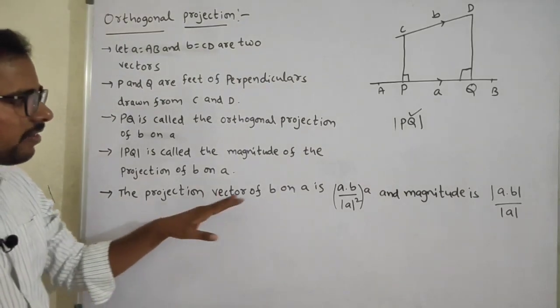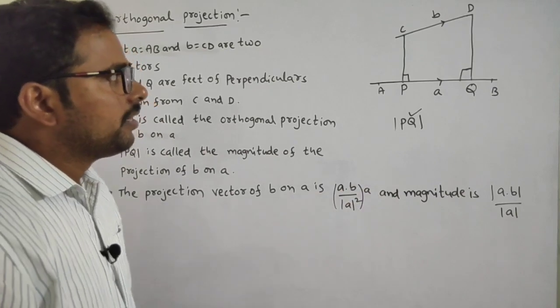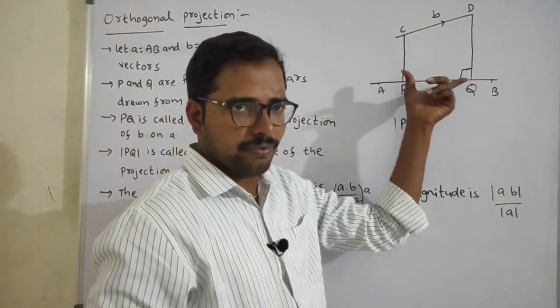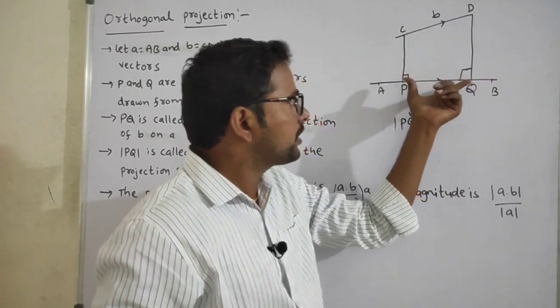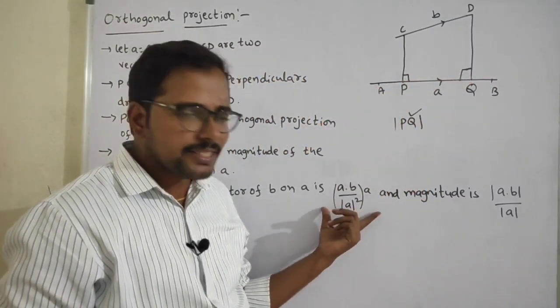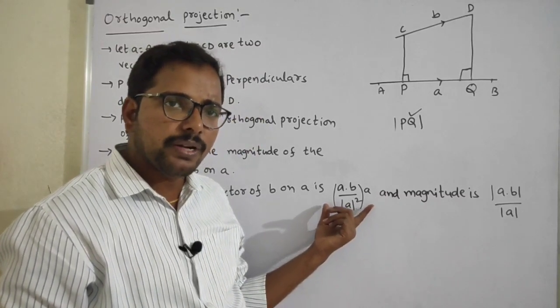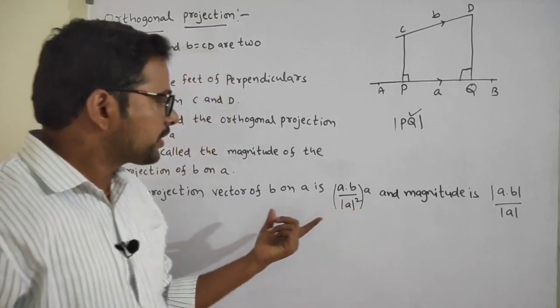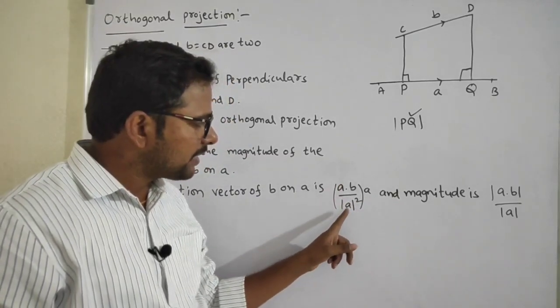The projection vector of B on A is (A dot B by modulus A square) into A. So we have to find the projection vector PQ. This is the projection vector PQ: A dot B by modulus A square into A. This is the projection of B on A. This is the vector.